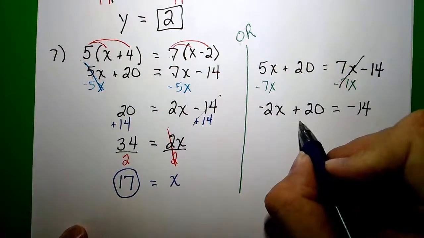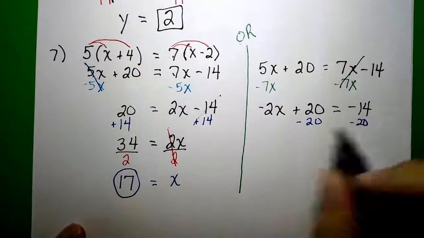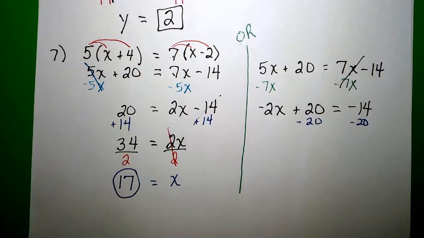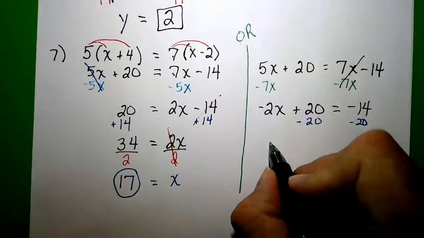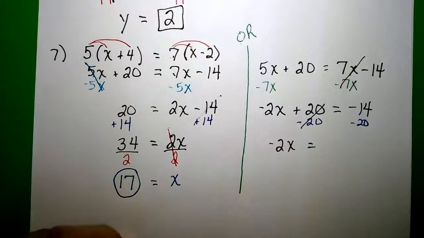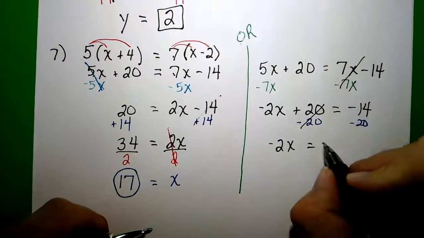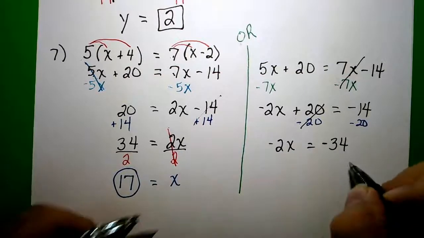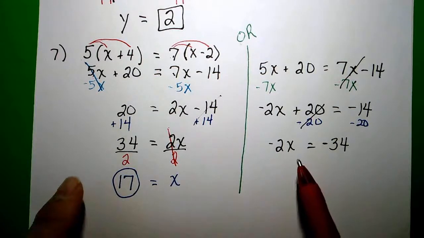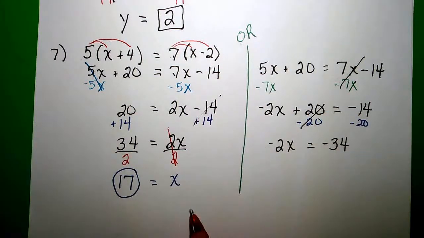Now we subtract 20. If I want the x on the left, I would subtract 20. So I have negative 2x. The 20 minus 20 is gone. Negative 14 plus negative 20 is negative 34. Comparing, you see why I said this way is probably better because there's not so many negatives.